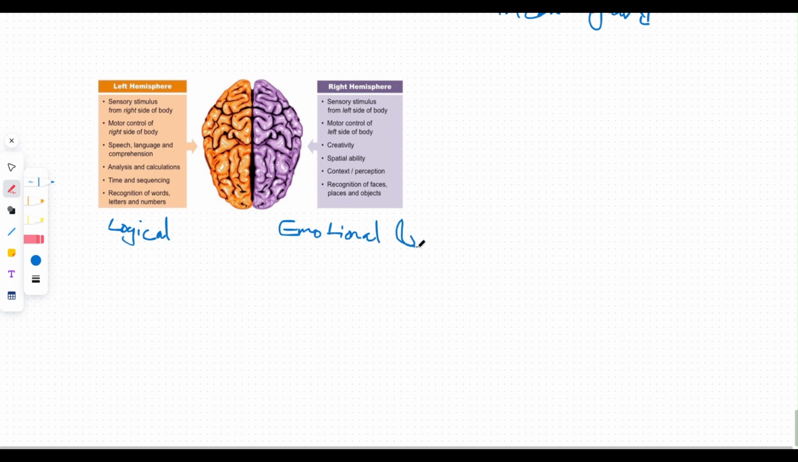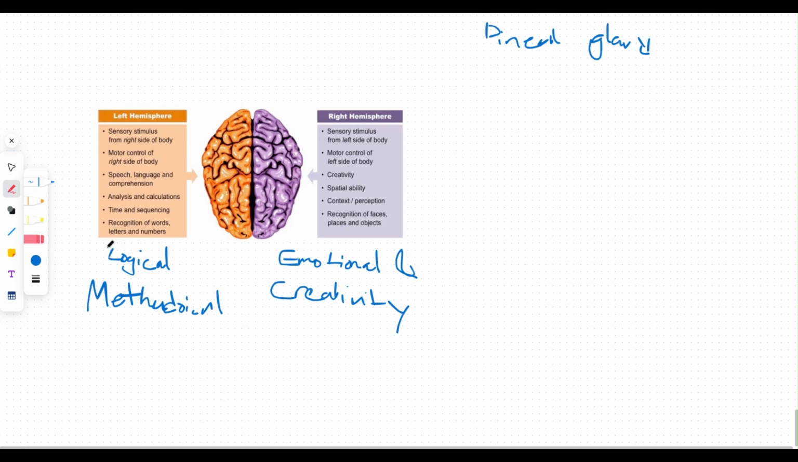So there are people who are more left hemisphere, more methodical, so they use methods quite a bit. And people who are more emotional are more creative. The left side can recognize words, letters, and numbers, time sequence, greater analysis and calculations, which is why I was saying they're more logical. And speech, language comprehension, and recognition of words, letters, and numbers. The right side has faces, places, objects. So think of this as symbols.